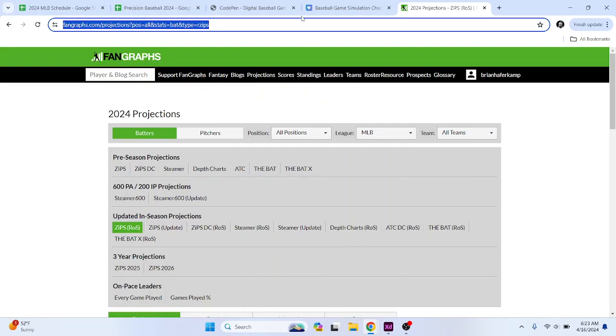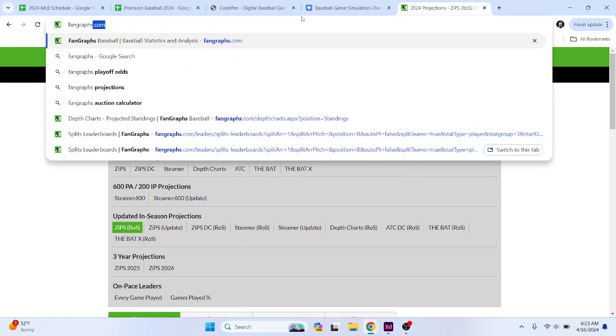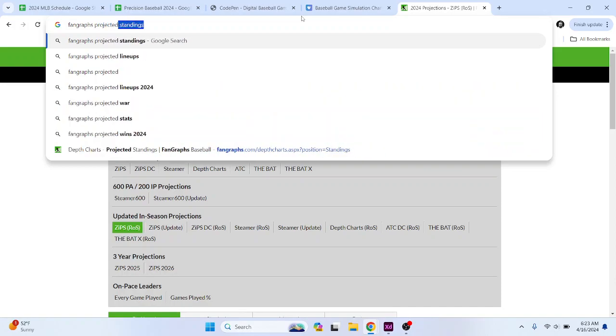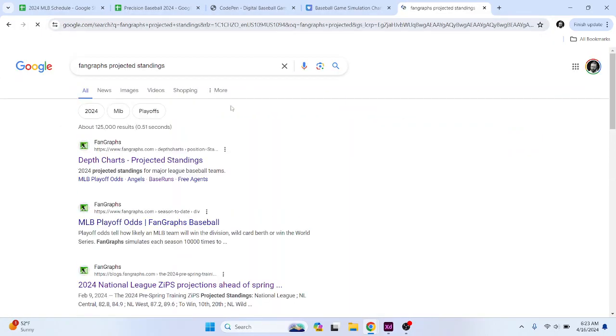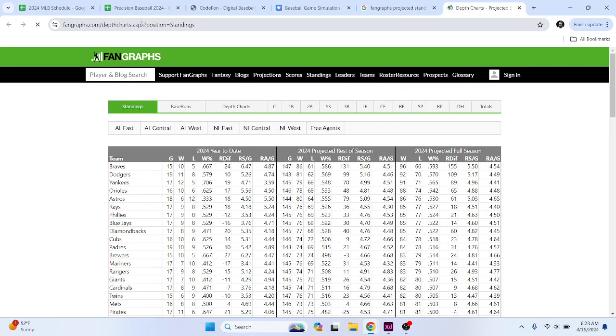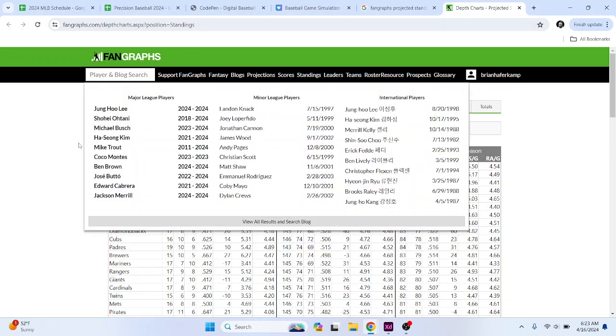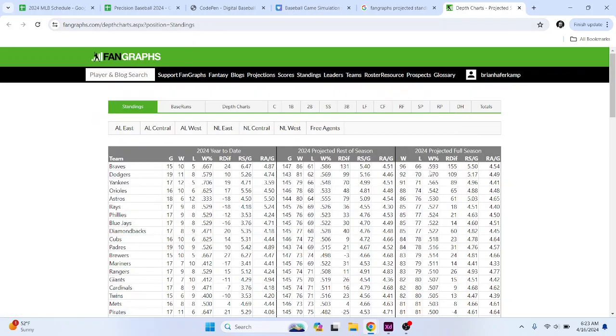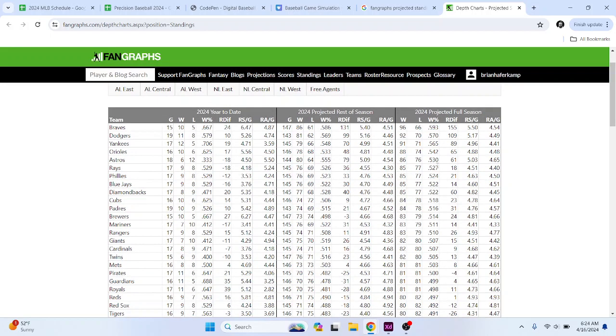What's it called? Projected standings. Okay, that's what I was looking for. So it's kind of in a weird spot. It's under depth charts. And you can see here this is their projected full season 2024. And I'm just using their winning percentage that's projected out.